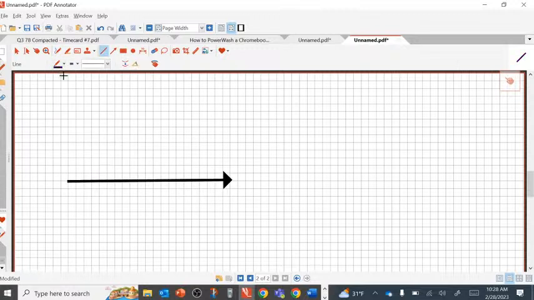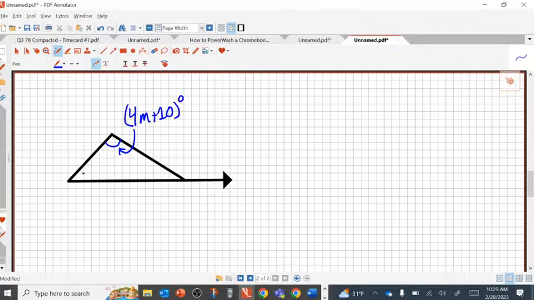You're not wrong. So we've got this triangle. It's got a tail. Here's what I'm going to tell you. The measure of this angle is 4m plus 10 degrees. The measure of this angle is 6m minus 86 degrees. And the measure of this angle is 5m plus 20 degrees.